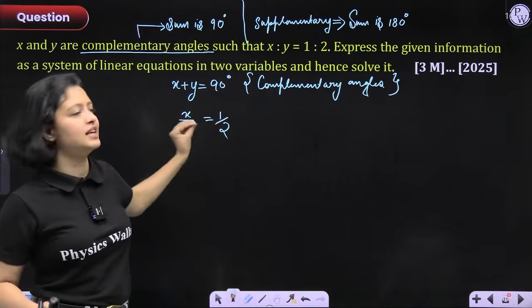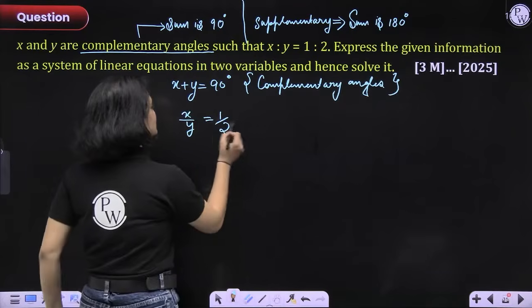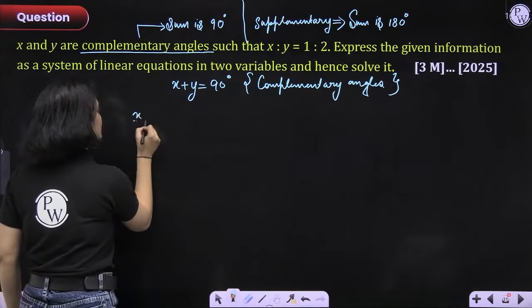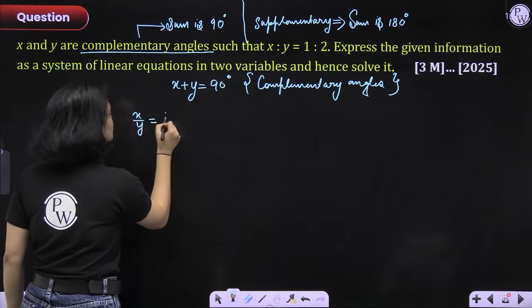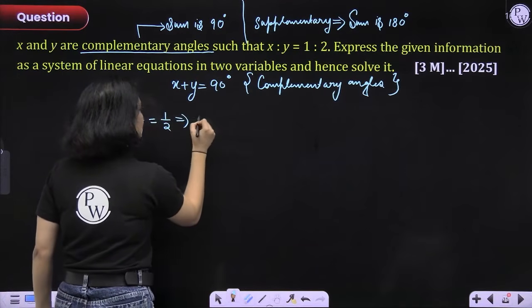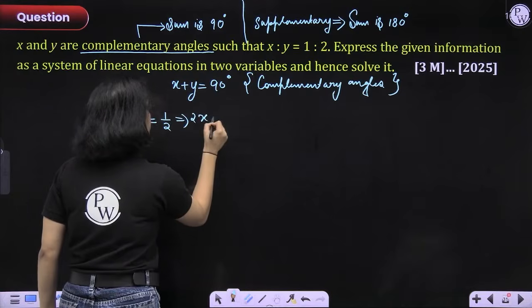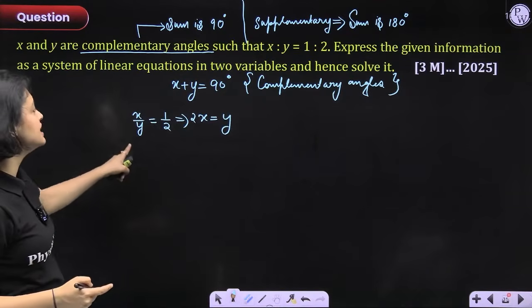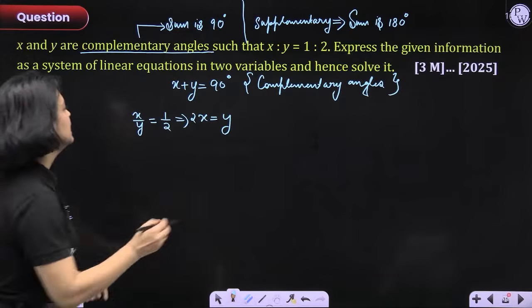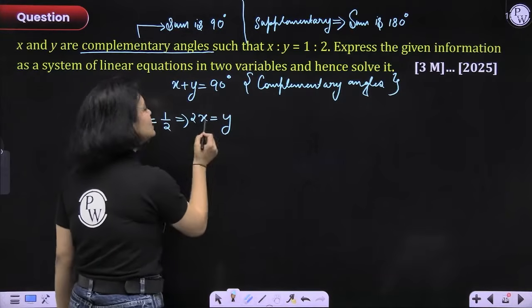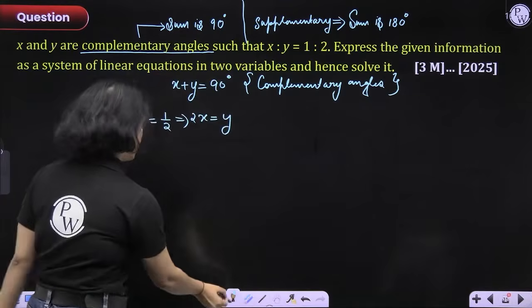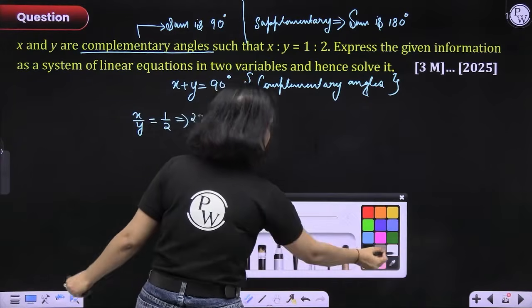I did not do anything else. Now, I am going to simply simplify it. Here, I'll write the original, x by y equals 1/2, and on simplifying, I will get 2x equals y. I just cross multiplied, everyone. So, 2x equals y. Now, let's solve this pair of linear equations in 2 variables by using the substitution method.